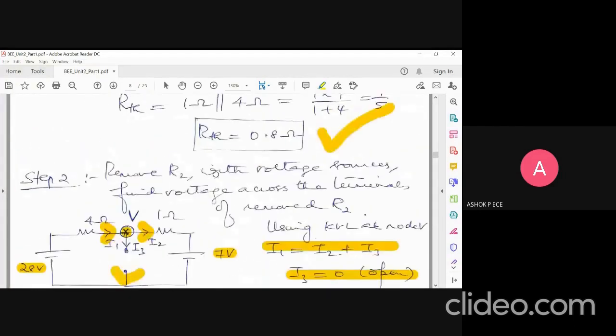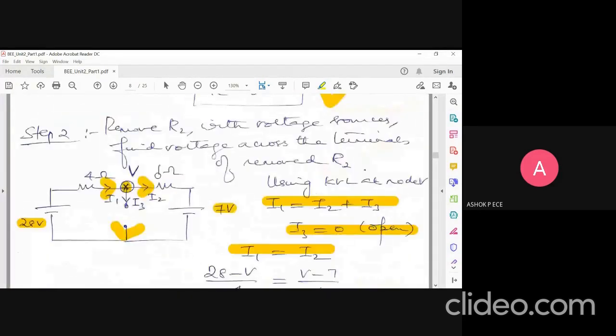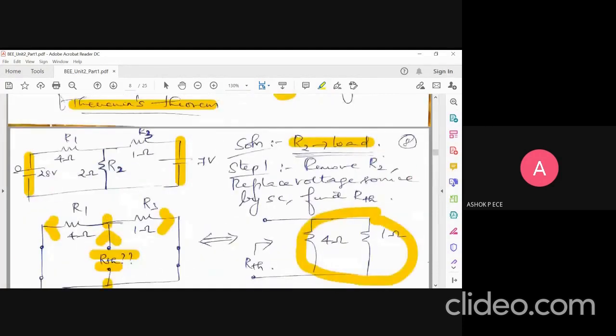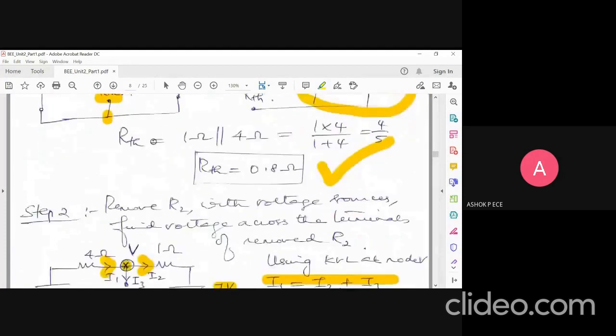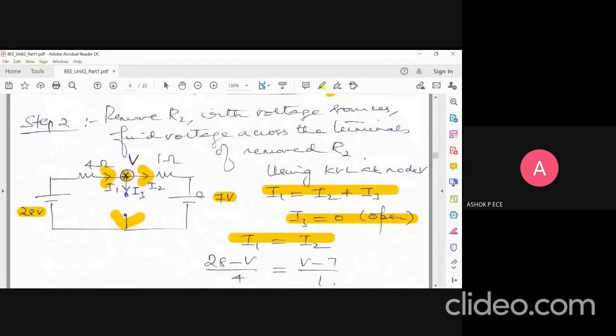See, VTH, what the first step is: the removed component will be removed. No change to that portion. Only thing you have to add is your sources back. So here in the given circuit, you see I have two voltage sources. I have removed them for computing RTH. Now I am adding them back, and I have to find VTH across the removed component. So at this point and this point, I'm going to measure VTH.